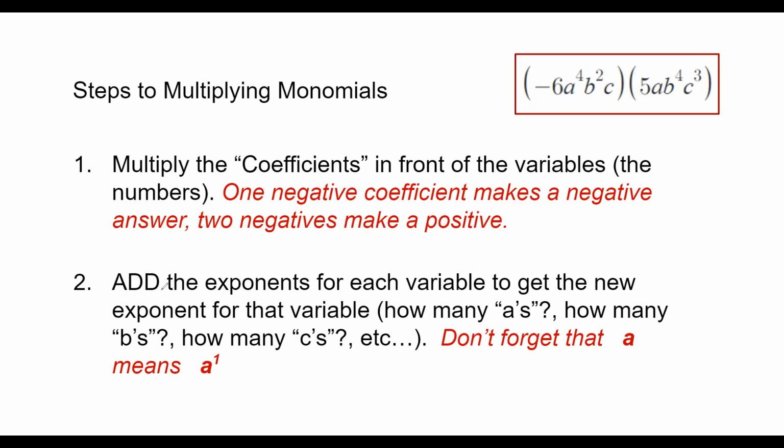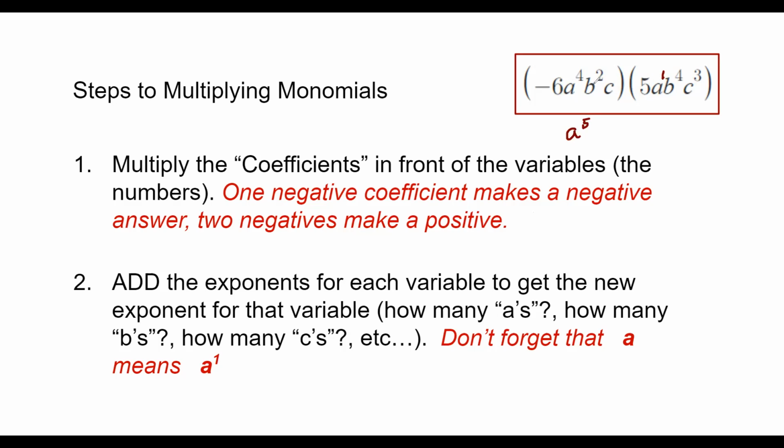Number 2, add the exponents for each variable to get the new exponent for that variable. Another way to think of this, for the example above, where we have A, B, and C, how many A's? So we look at the exponent to tell us how many A's. There's 4 A's here. There's one more A here. So we have a total of 5 A's. So that will turn out to be A to the 5th.